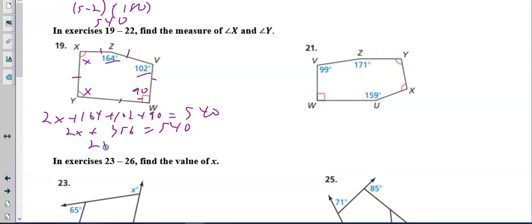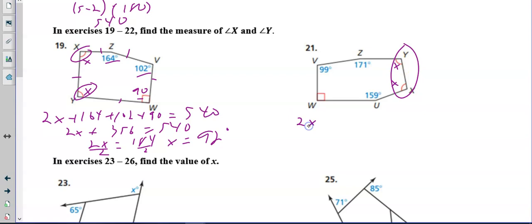Now if we subtract 356, we end up with 184, and divide by 2, that tells us that x is 92 degrees. So each of these right here are 92. Right, same thing over here. We have two that are the same, so let's call that x, and that's the same thing.